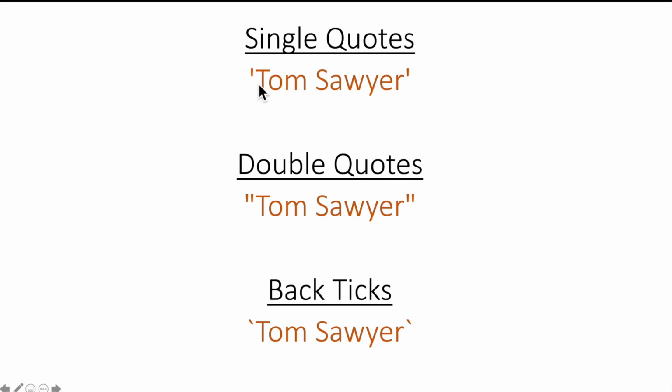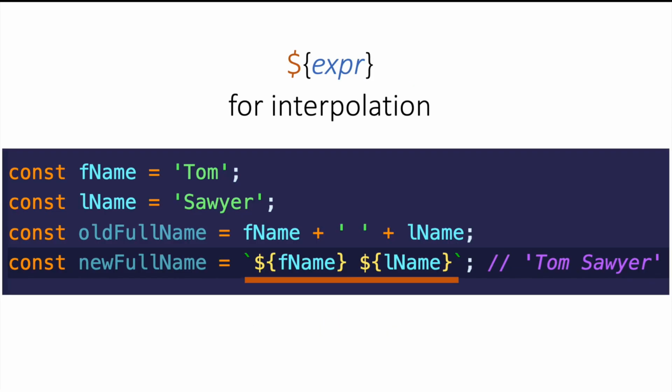We have a string here which is using the single quotes, and we have the same string here but we are using double quotes. Both of these are valid strings. And now with ES6 we have a third way of representing strings, and that is using these backtick symbols. These are called backticks or grave accent symbols. So this is the third new way that was introduced in ES6. In this new way of representing strings, the advantage is that we can do string interpolation.